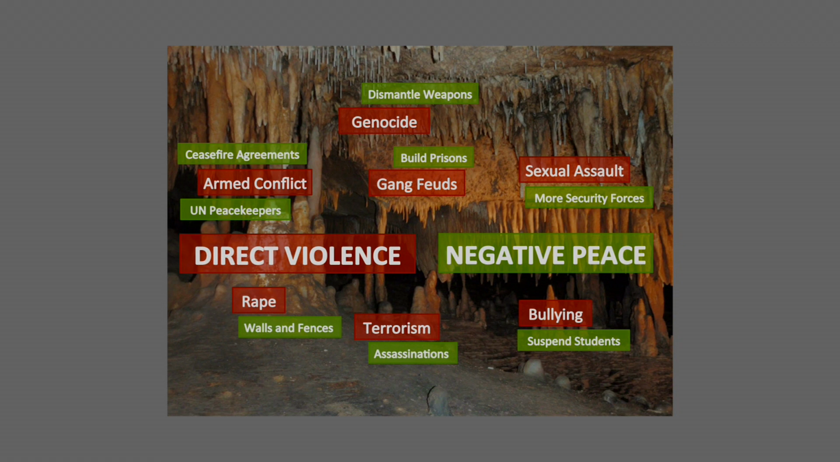So when I talk about problems of direct violence, what is direct violence? This is borrowing from Johan Galtung's language and Martin Luther King's language of direct violence. We're talking about armed conflict, like all-out war. We're talking about rape, sexual assault, genocide, gang feuds in neighborhoods, terrorism, bullying in schools. These are all well-known, well-reported examples of direct physical violence.